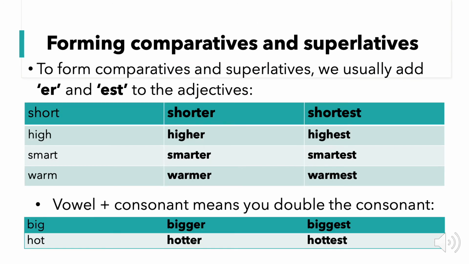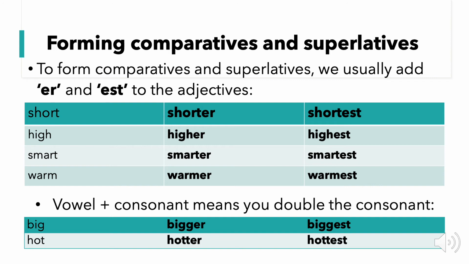Okay, here's how we form comparatives and superlatives. We're going to talk a little bit about superlatives here, but we'll discuss the grammar more in part 2 of this video lesson. To form comparatives and superlatives, we usually add er and est to the adjectives. For example, short, shorter, shortest. High, higher, highest. Smart, smarter, smartest.